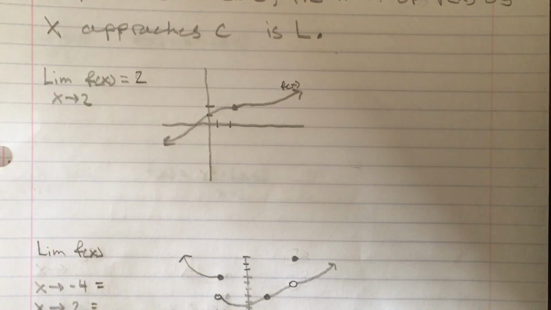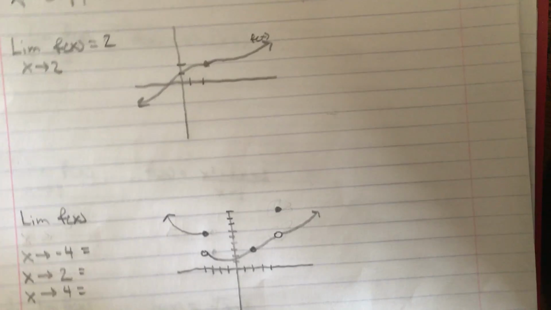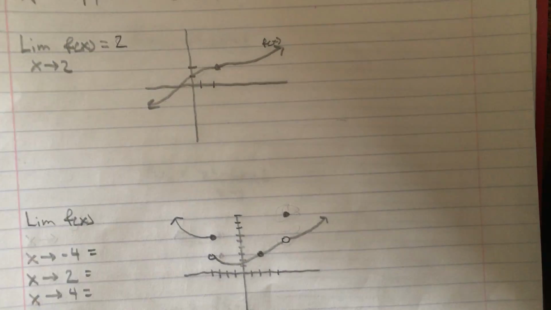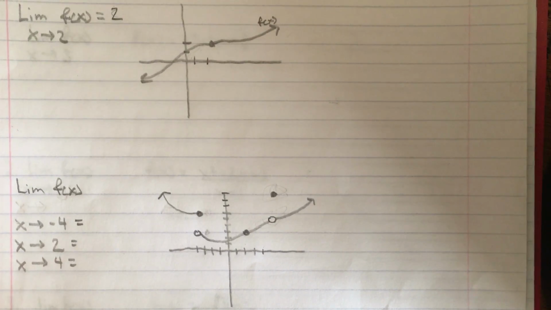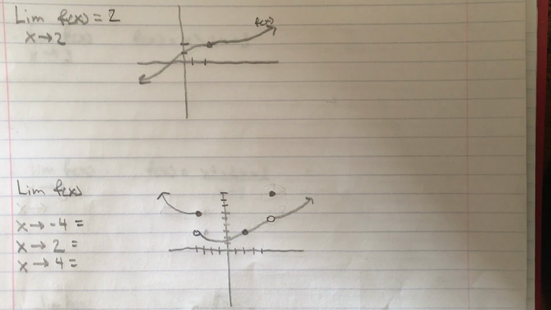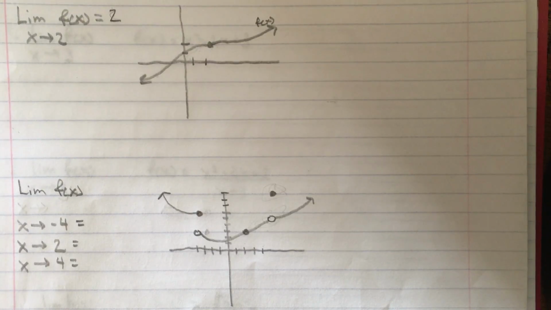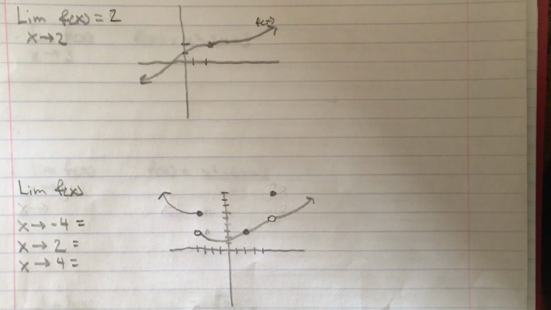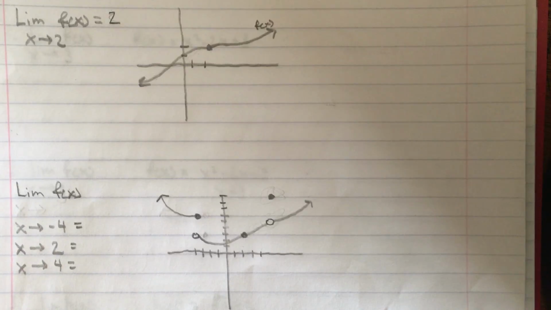Now, for a harder example, here we have the limit of f of x as x approaches -4, 2, and 4. We're going to try to find all three of those limits with this f of x graph here. So we're just going to apply the rule here. We're going to start with -4. As x approaches -4 from the left, we see that it is 6. And as x approaches -4 from the right, we see that it is 3. Therefore, the limit as x approaches -4 does not exist for f of x.